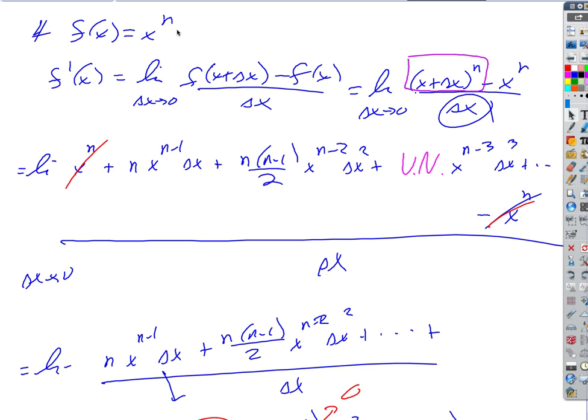So we got f prime of x equals the limit of f of x plus delta x minus f of x over delta x as delta x goes to 0, like the limit of the difference quotient as delta x goes to 0. And then if we apply our function, if f of x is x to the n, f of x plus delta x is x plus delta x to the n, minus x to the n, over delta x. And here's where we had to get a little bit tricky.